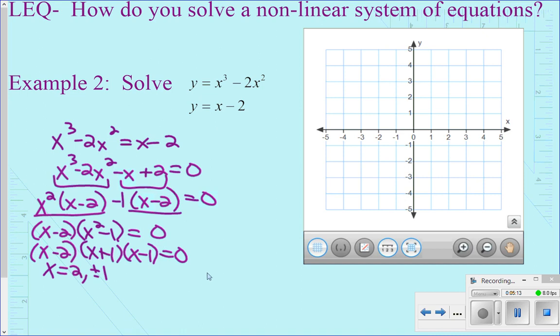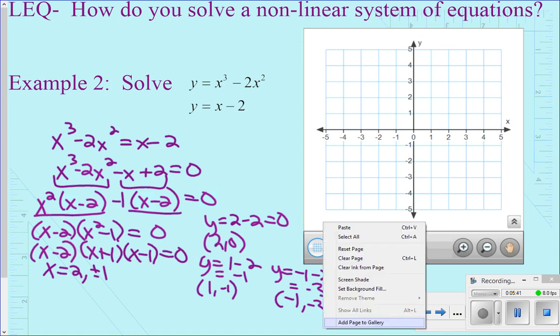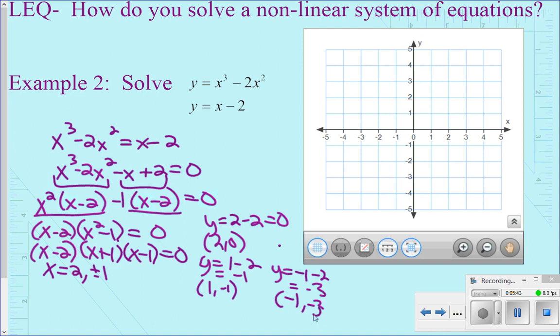Looks like the second equation is more simple. So I'm going to put 2 in. I'm going to put 1 in. And I'm going to put negative 1 in. So we're getting negative 1, negative 3.